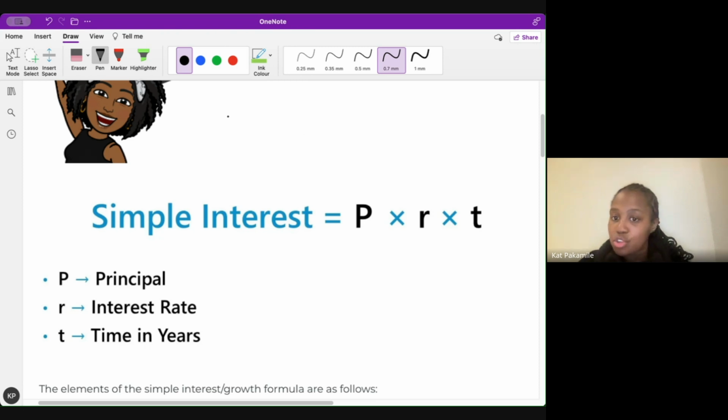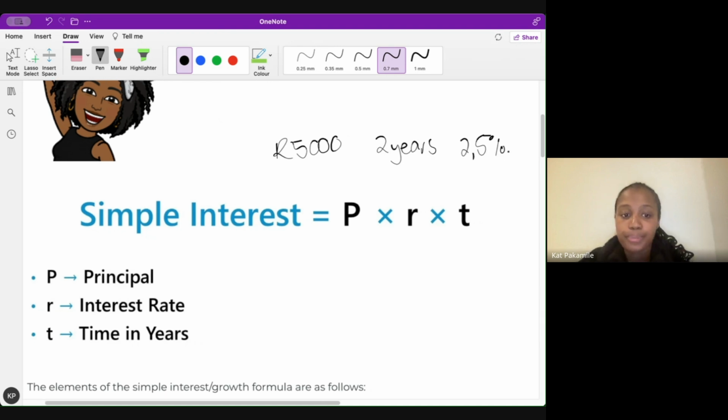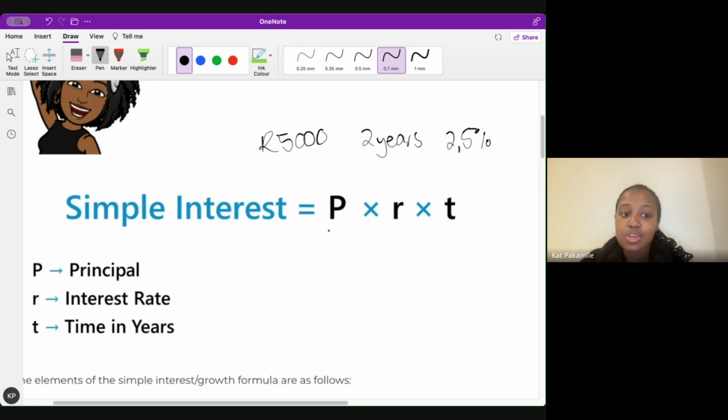So today we're doing simple interest. I'm going to start off with the formula for just simple interest. So if I, for instance, say I am investing 5,000 rands for 2 years at a 2.5% interest per annum or per year. This is the formula you will use if I ask you, what is the interest that I earned? So SI or simple interest is equal to P, which is the principal amount. What does the principal amount mean?